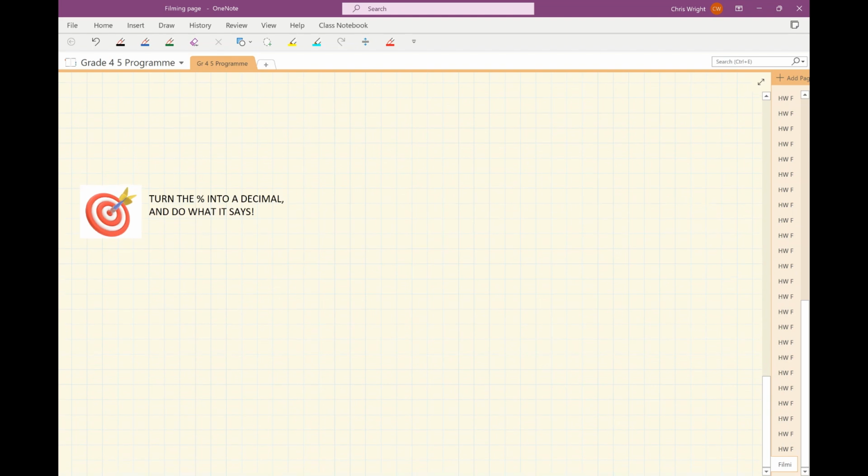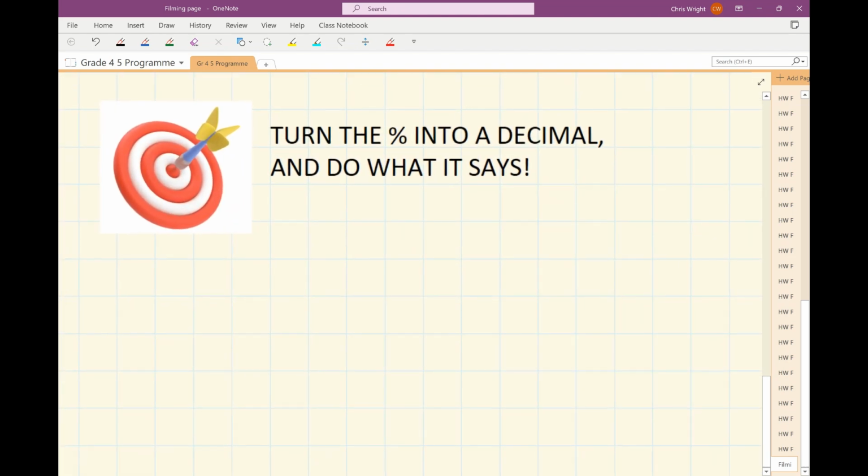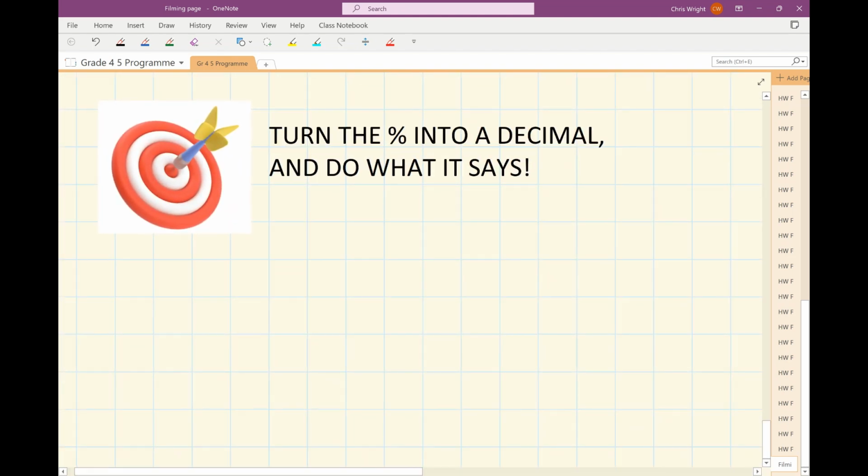So in conclusion, when you're finding a percentage of a quantity or a percentage of an amount, you're going to turn the percentage into a decimal and then do what it says.